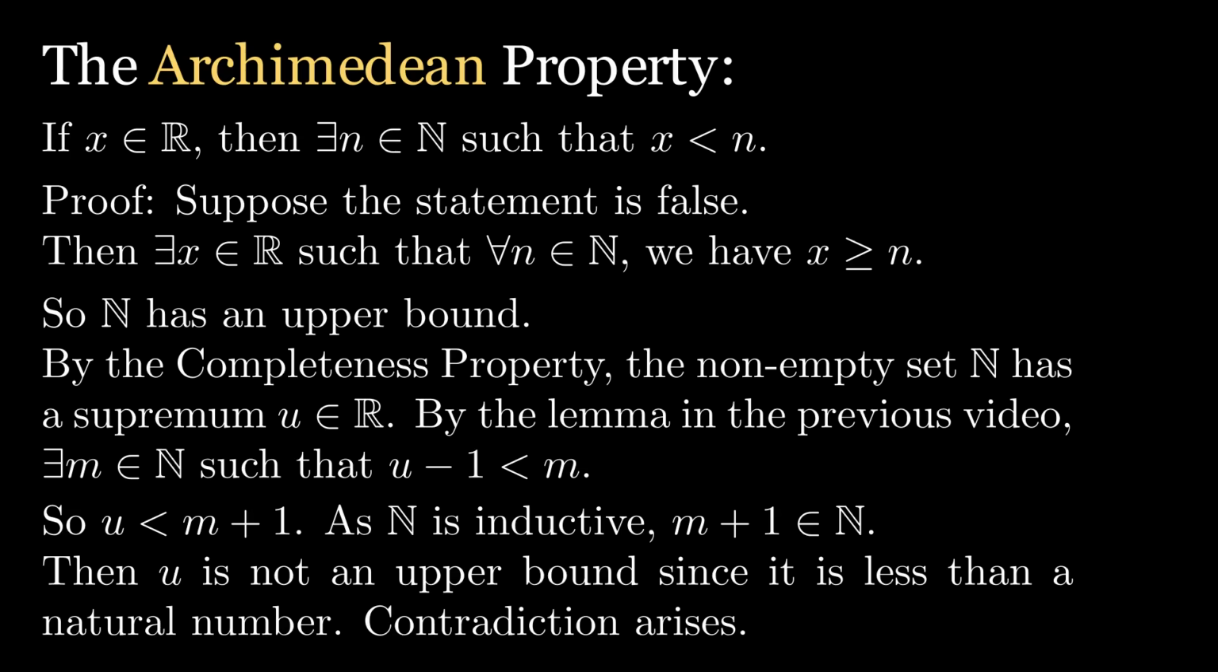From my earlier video on mathematical induction, we proved that N is inductive. So m plus 1 is a natural number. Then u is not an upper bound since it is less than a natural number. Contradiction arises. Let's prove some corollaries of the property.